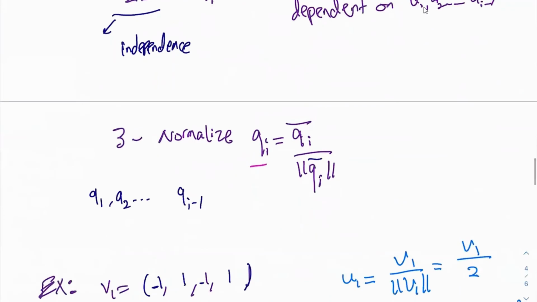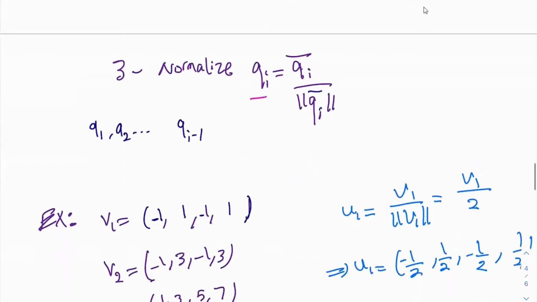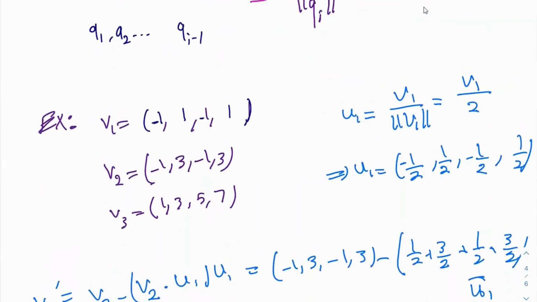And this is the normalization condition. Very good. Now let's solve one example together, and let's see how easy the Gram-Schmidt process is. I have 3 vectors in 4-dimensional space. -1, -1, 1 is V1; -1, 3, -1, 3 is V2; and 1, 3, 5, 7 is V3.